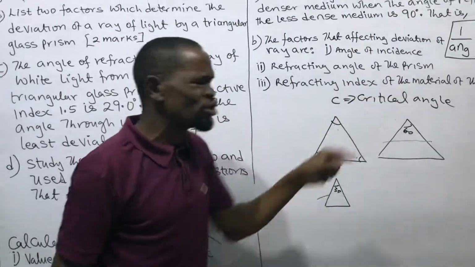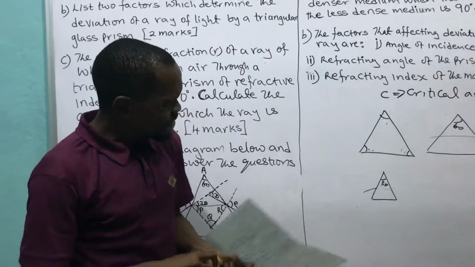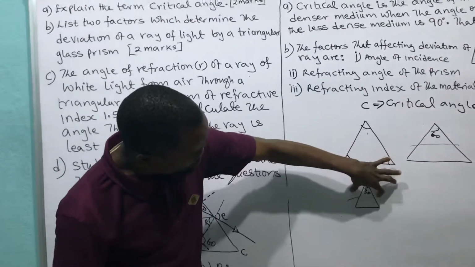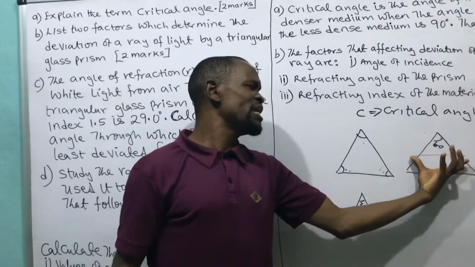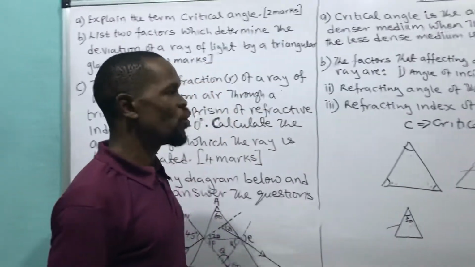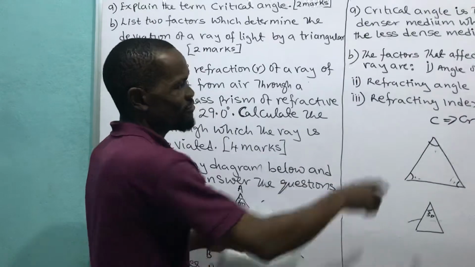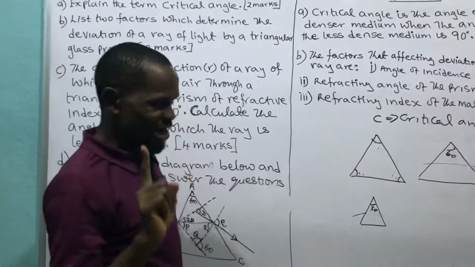Refracting angle of the what? Prism. So you see that if this one is less, the ray will deviate less. If this one is big, the ray will deviate what? Much. So we said the refracting angle of the prism. I think you have understood it.